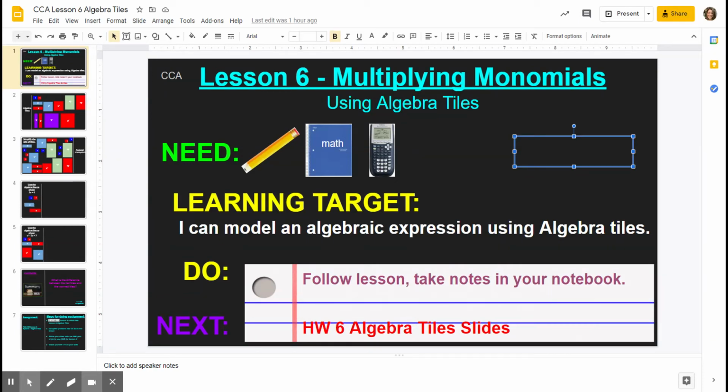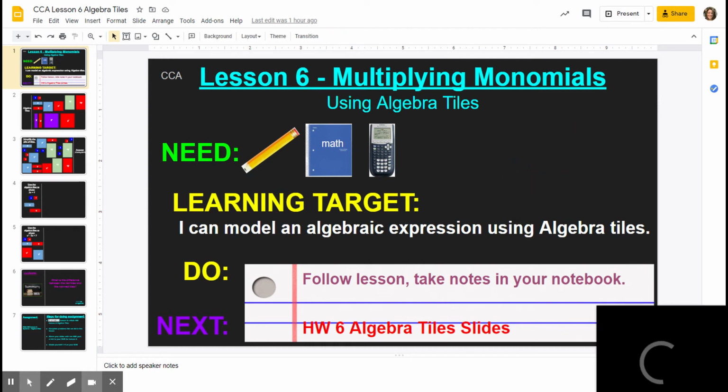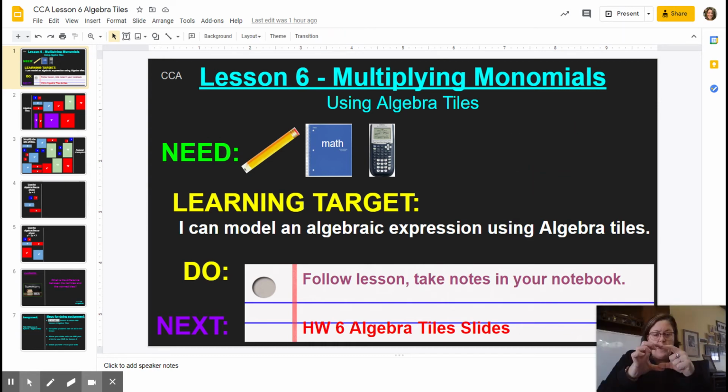Did you guys use the algebra tiles last year at all by any chance? Like the plastic, two-color squares or rectangles? Yeah, okay. Kind of, yes.